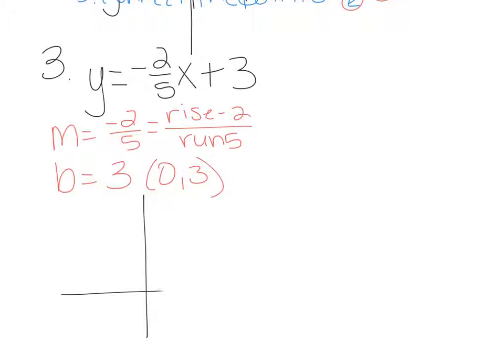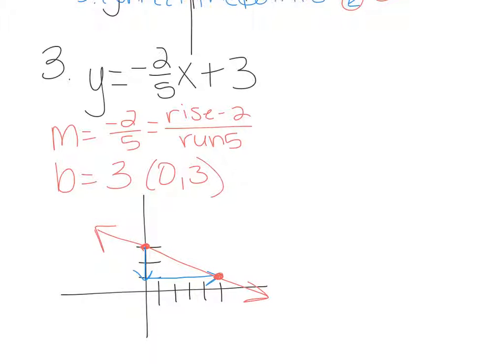Okay, so we're going to plot my y-intercept first. This time it is 0, 3. And then this time, my slope tells me to rise negative 2. So to rise negative 2, instead of going up, we're going to go down. And then I'm going to run positive 5. So we're still going to run to the right, plot our second point, and there we go.